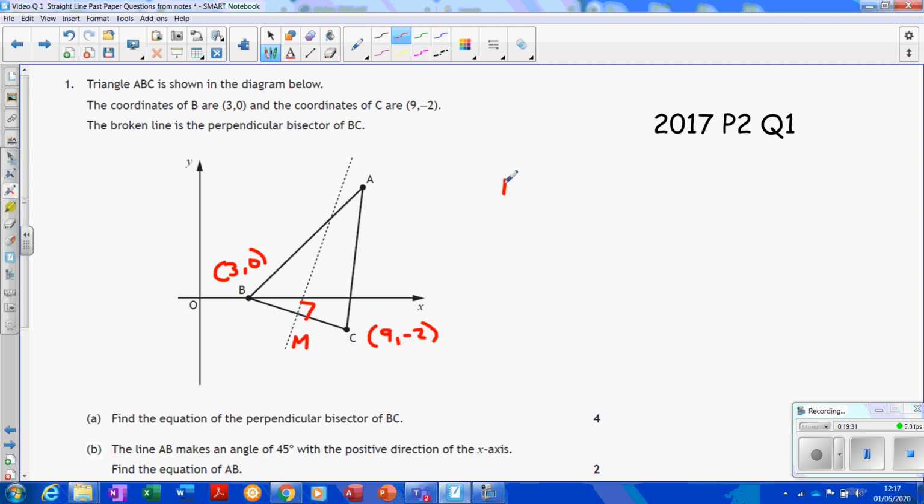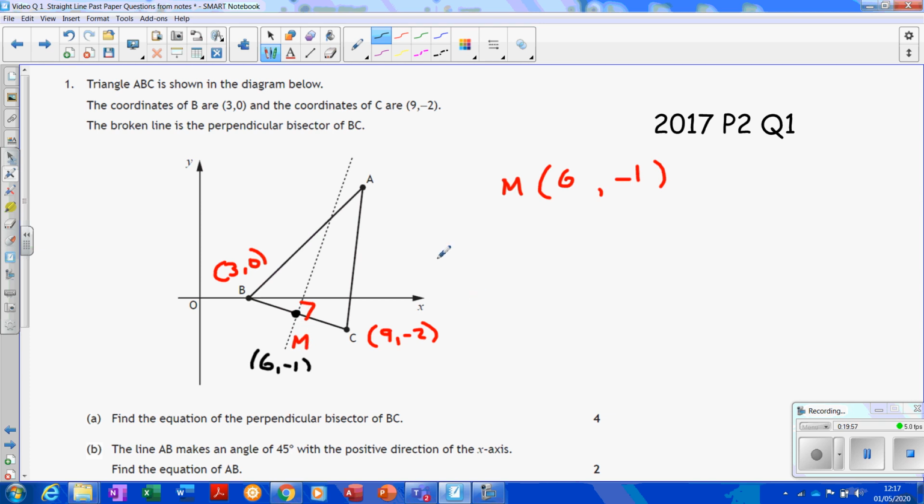So for the midpoint, add the two x's together, divide by 2, and add the two y coordinates together, divide by 2. When I do that, I get 3 plus 9 is 12, half of 12 is 6, and 0 plus minus 2 is minus 2, half of minus 2 is minus 1. So I've now got the coordinates of that point there, which is the point (6, -1). So I now know one point on my perpendicular bisector.